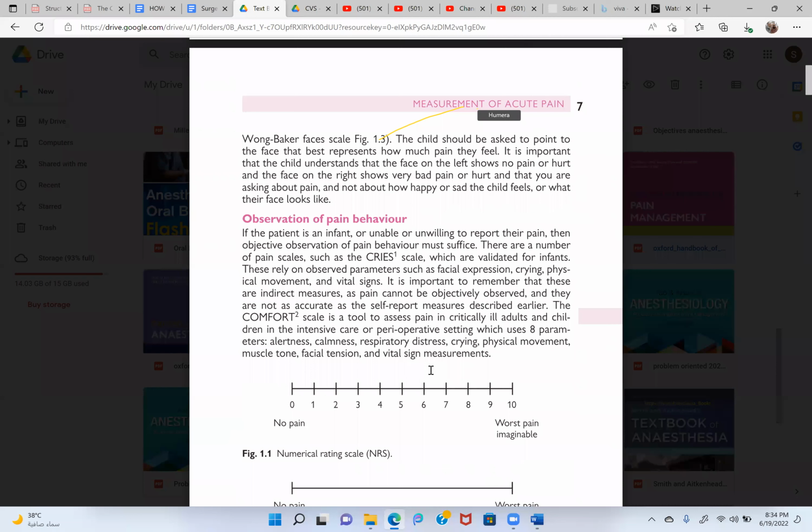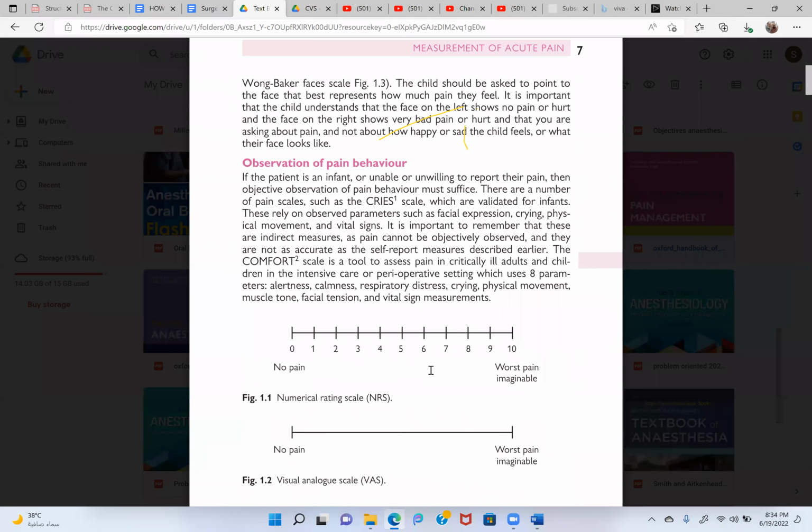And does anyone know about the comfort scale? I need to open the article, so I will just show you later on. First of all, just try to assess: if someone asks you this question, how to assess the severity of pain, you will be answering in that way.